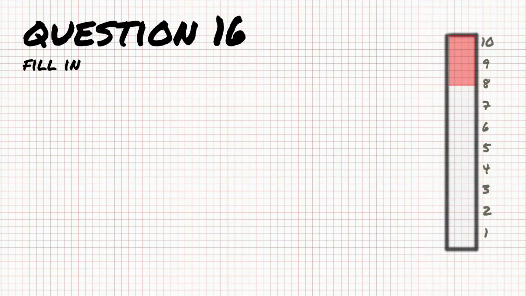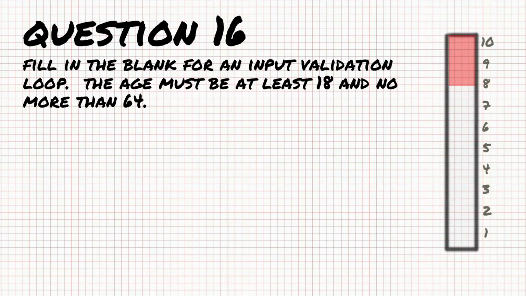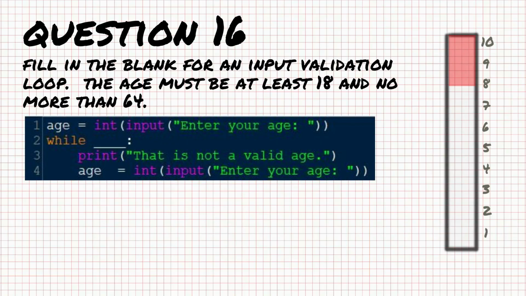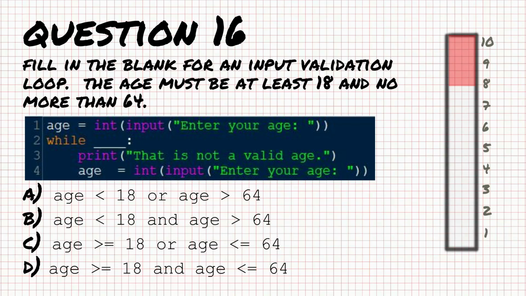Question 16. Fill in the blank for an input validation loop. The age must be at least 18 and no more than 64. age = int(input("Enter your age")), while blank: print("That is not a valid age"), age = int(input("Enter your age")). Is it A, age < 18 or age > 64? B, age < 18 and age > 64? C, age >= 18 or age <= 64? Or D, age >= 18 and age <= 64?